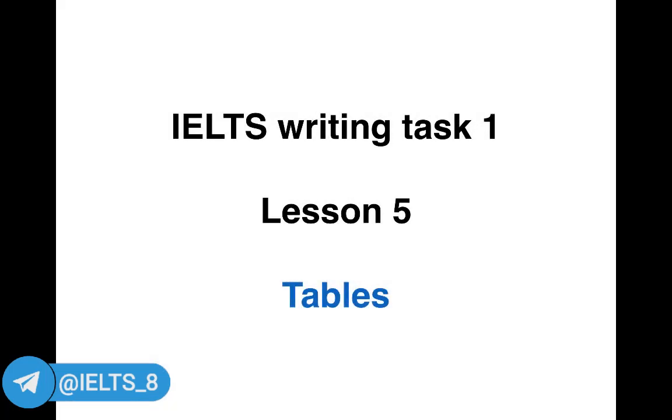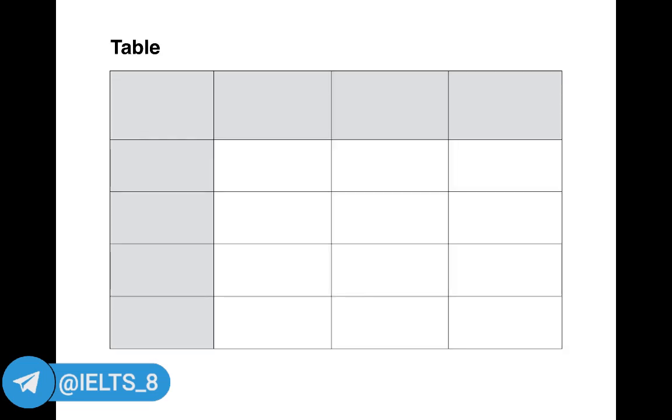IELTS Writing Task 1, Lesson 5, Tables. You probably know this, but a table looks like this. You'll see down the left side and along the top, in the grey areas in this case, categories or items. This could be years, countries, almost any kind of item. And in the rest of the table, you'll see the numbers.